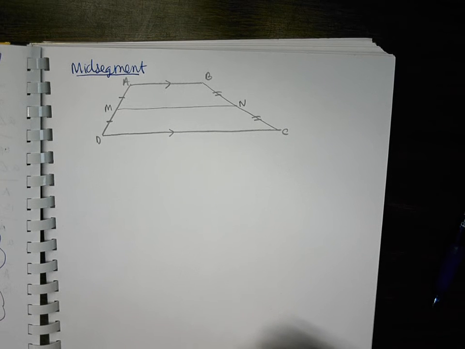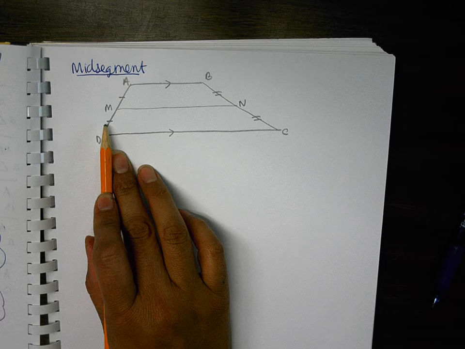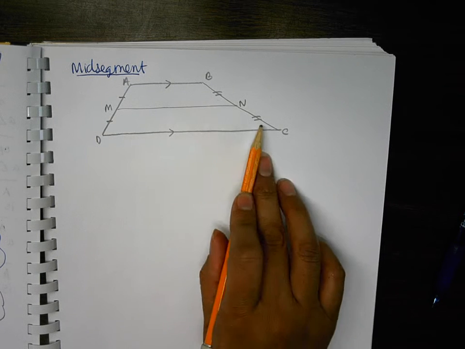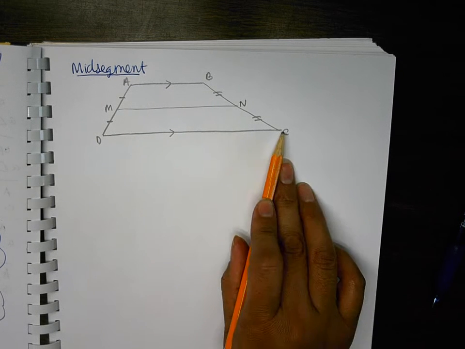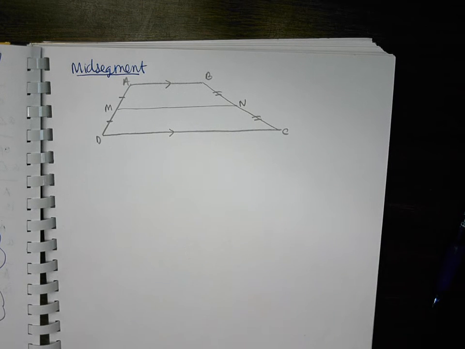No. You should know that this is the mid-segment. Because these two are congruent, which means it's the midpoint there. These two are congruent, which means N is the midpoint for BC. Therefore, MN is the mid-segment. Yes? All right. So let's label some pieces.